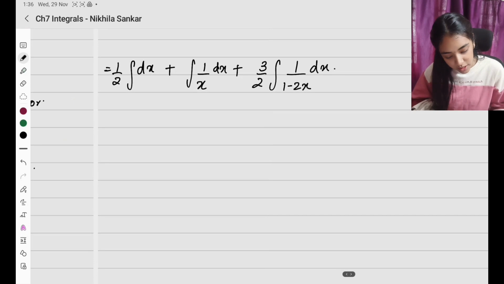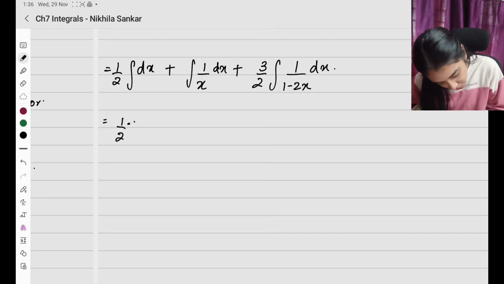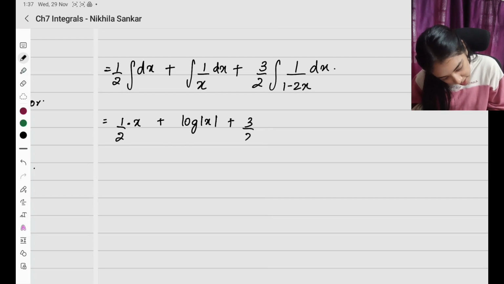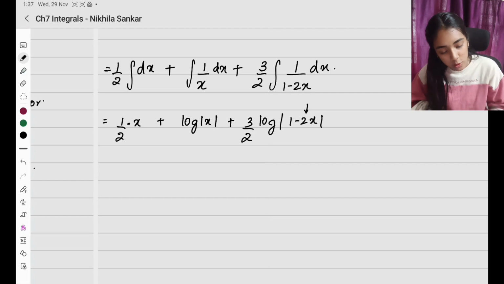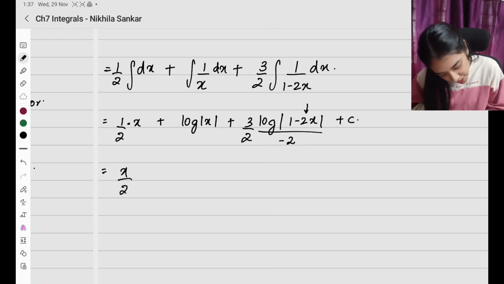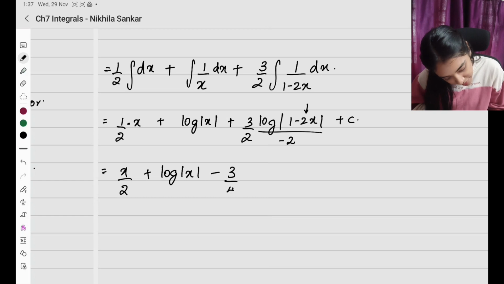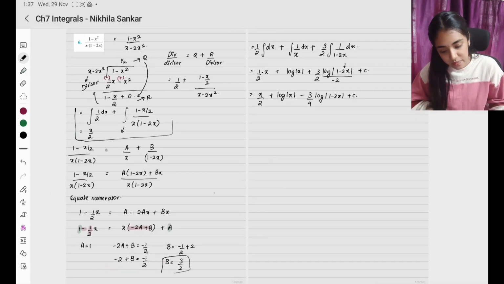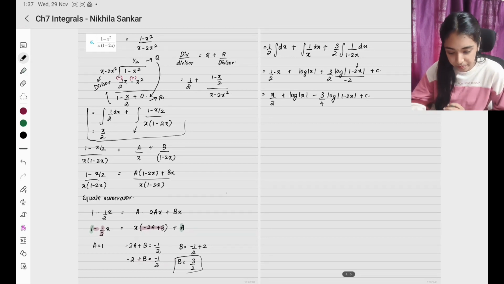When we solve this particular integral, we have half times x plus log mod x plus 3 by 2 log mod 1 minus 2x. But remember, here the coefficient of x is going to be minus 2. So I have the whole divided by minus 2 plus c. So what will the final answer look like? X by 2 plus log mod x minus 3 divided by 4 log mod 1 minus 2x plus c. So this is my final answer. Okay, please copy.